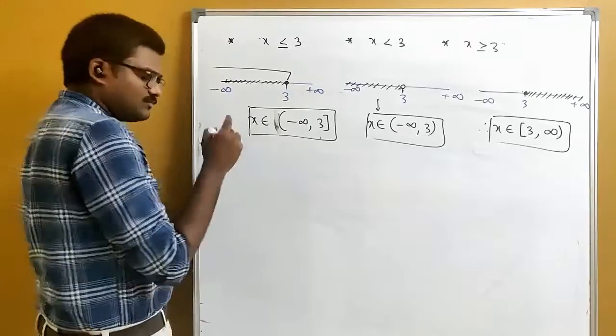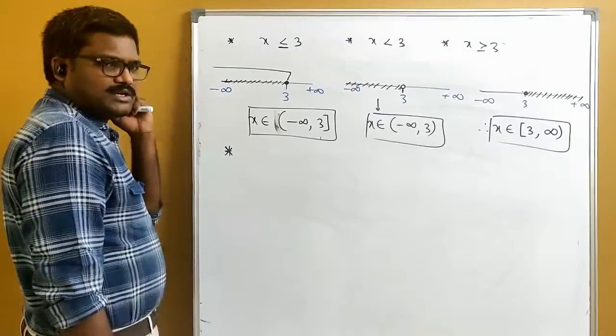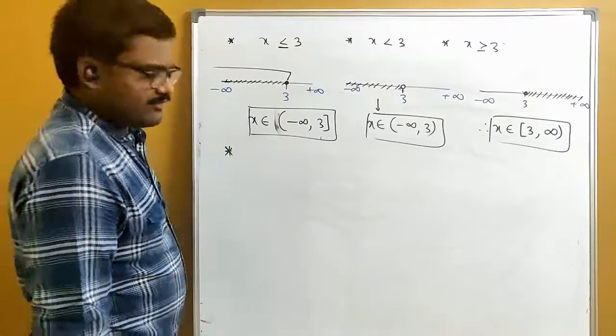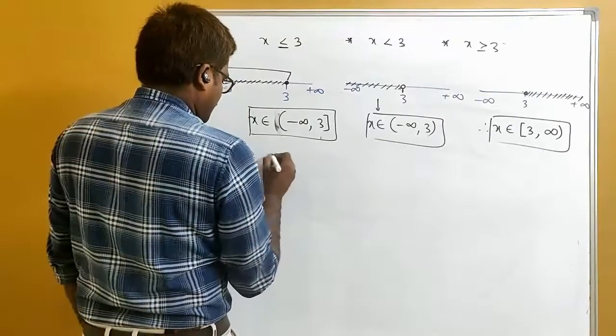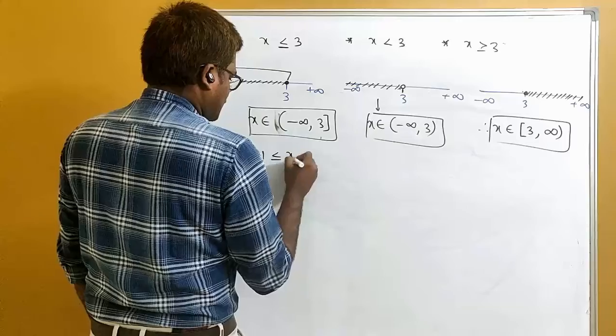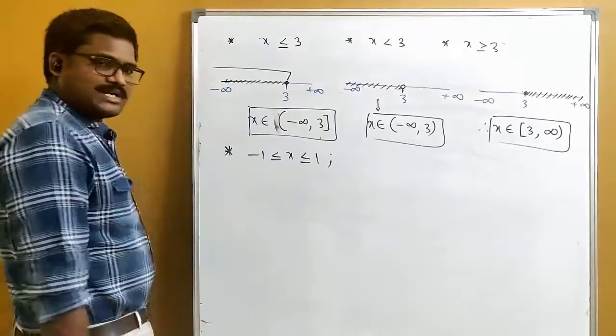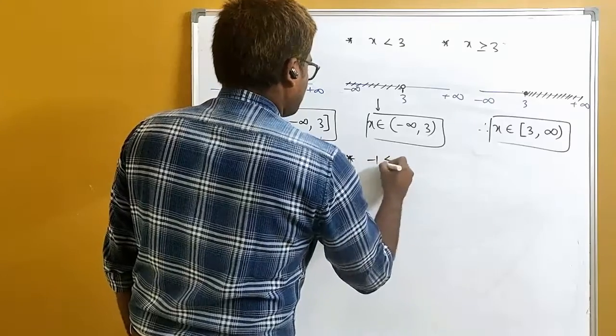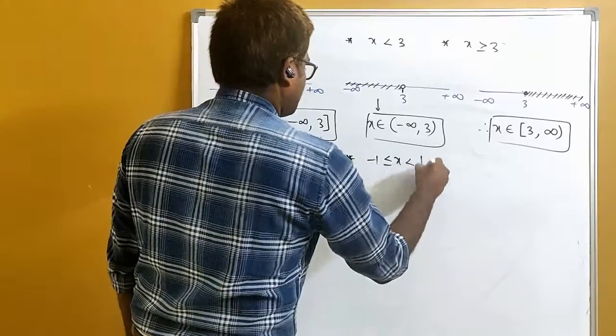Now, I will write one more inequality and we will try to understand how to represent that inequality using interval form. For example, minus 1 less than or equal to x less than or equal to 1. And I will take one more. Minus 1 less than or equal to x less than 1.